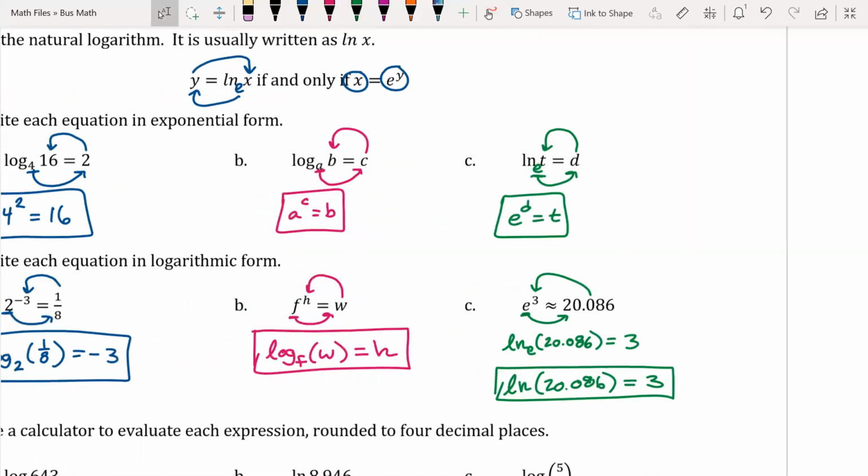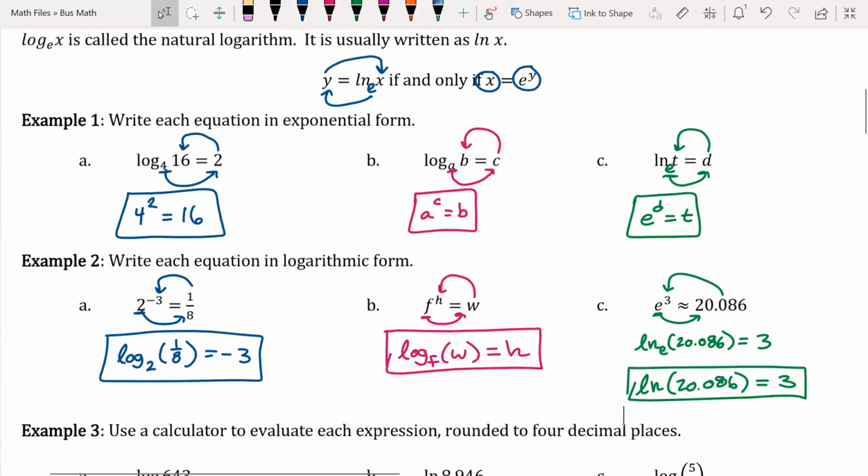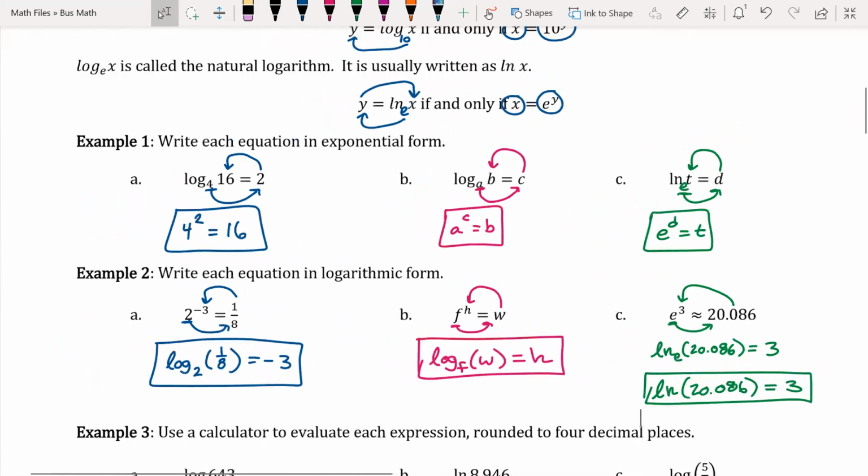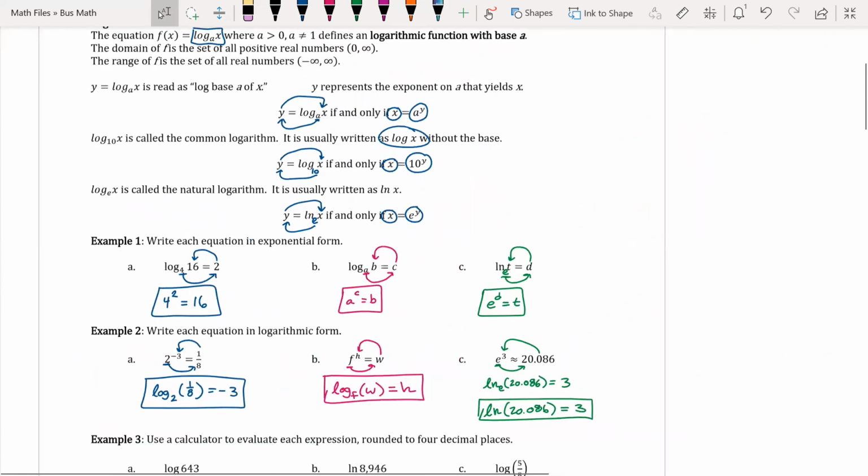So if you have a natural log or if you have a base of e, just know when you convert, you always must use natural log. But if it's anything else, such as the other two examples, you always use the regular log. Okay, so that's going from log to exponential and exponential to log. All right, any questions so far?